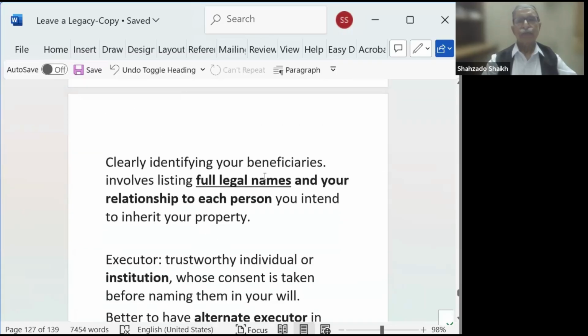Clearly identifying your beneficiaries involves listing full legal names and your relationships to each person. Now here, legal name, and not only legal name, but full legal name. And not only full legal name, but legal name with absolutely exactly the same spelling in which it has been recorded in the database of the country's national identity. These are small things, but these are very important things.